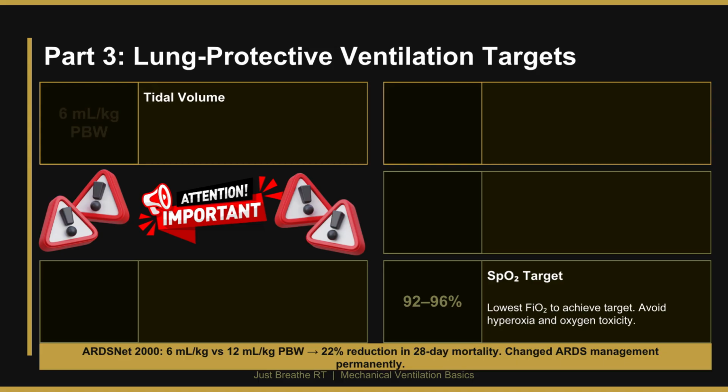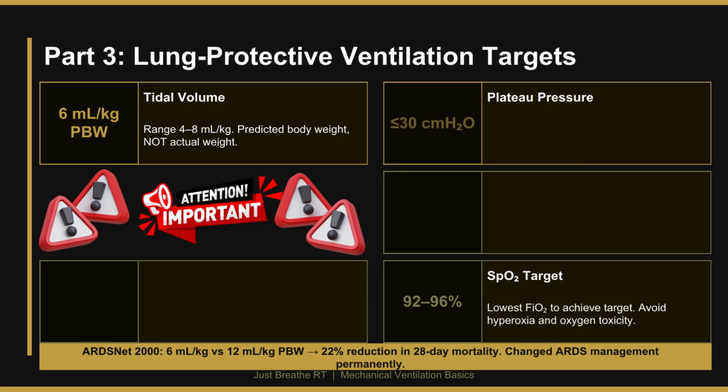Tidal volume. Target 6 milliliters per kilogram predicted body weight. Range of 4 to 8 milliliters per kilogram is acceptable, but 6 is the target. Note, this is predicted body weight based on height and sex, not actual body weight. An obese patient does not get more tidal volume because they weigh more. Plateau pressure, at or below 30 centimeters of water, measured on an inspiratory hold, reflects the distending pressure applied to the alveoli. Above 30, barotrauma risk and VILI escalates significantly.